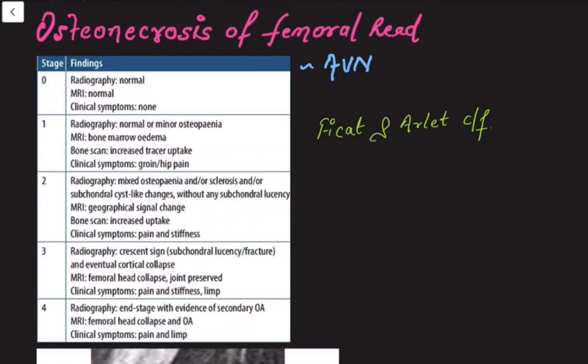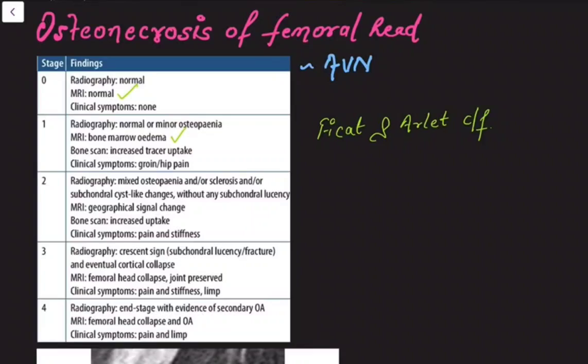So in stage 0, the MRI is normal. The stage 1 is just bone marrow edema. Just bone marrow edema is not pathognomonic for AVN. There can be multiple causes like transient hip edema or the osteomyelitis or any stress fracture. So these are not pathognomonic.